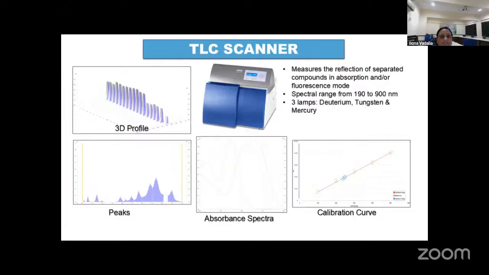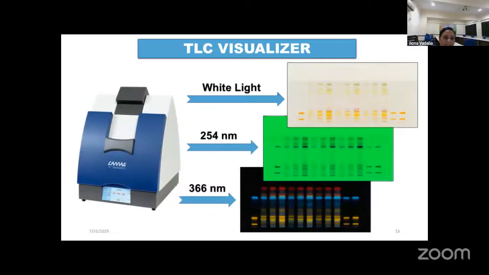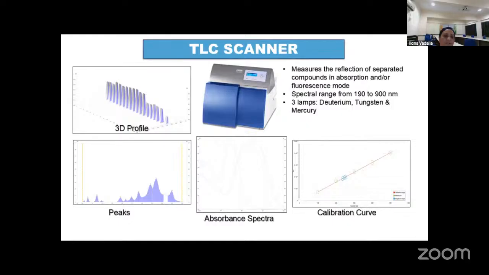So after the visualizer, there is a scanner. What is the function of the scanner? You have seen these three spots are there. In the scanner, these three spots are converted into peaks. So this scanner is useful for the quantitative purpose. How much amount of compound is present in my sample, that we can conclude after the scanning of our plate. So the scanner is for the quantitative purpose.